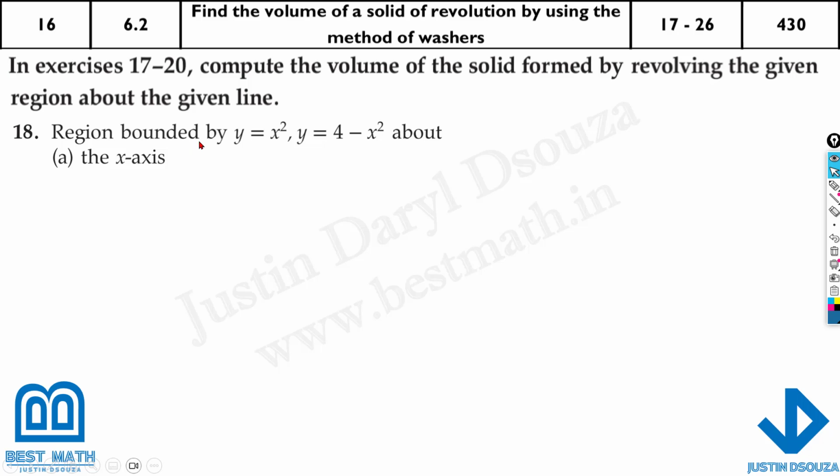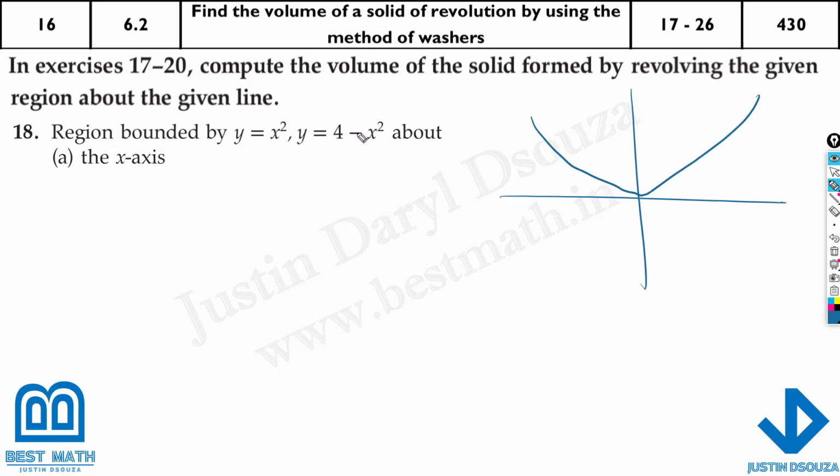What about this? Region bounded by y equals x squared, y equals 4 minus x squared. Now it's important to know what the graph is. Both are quadratic functions, they're parabolas. Now if I draw a rough graph, x squared goes like this, it touches 0 and goes up. 4 minus x squared, if this is 4, then it's coming down. So I need to find this touching point.